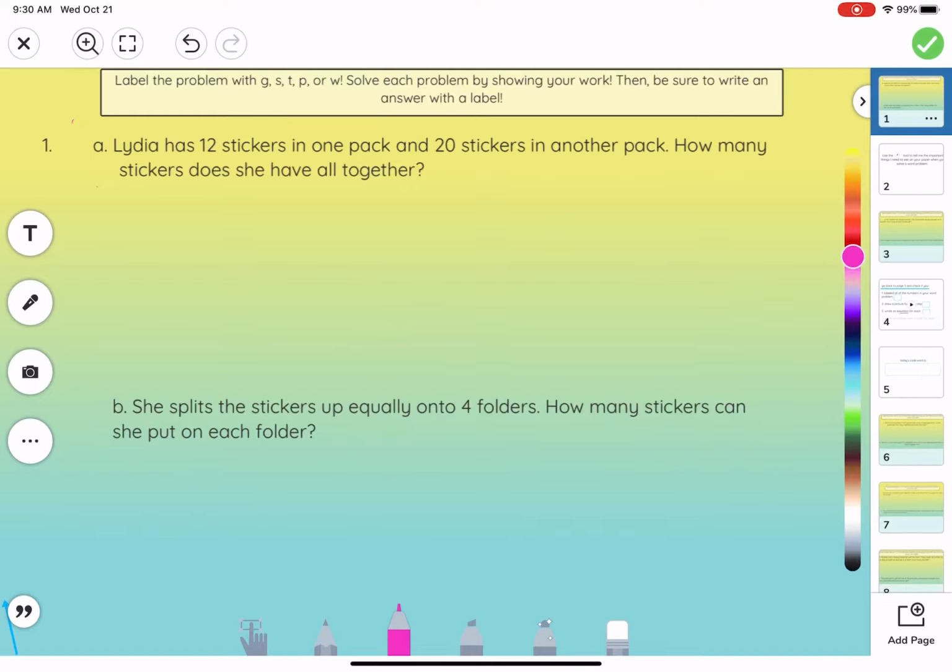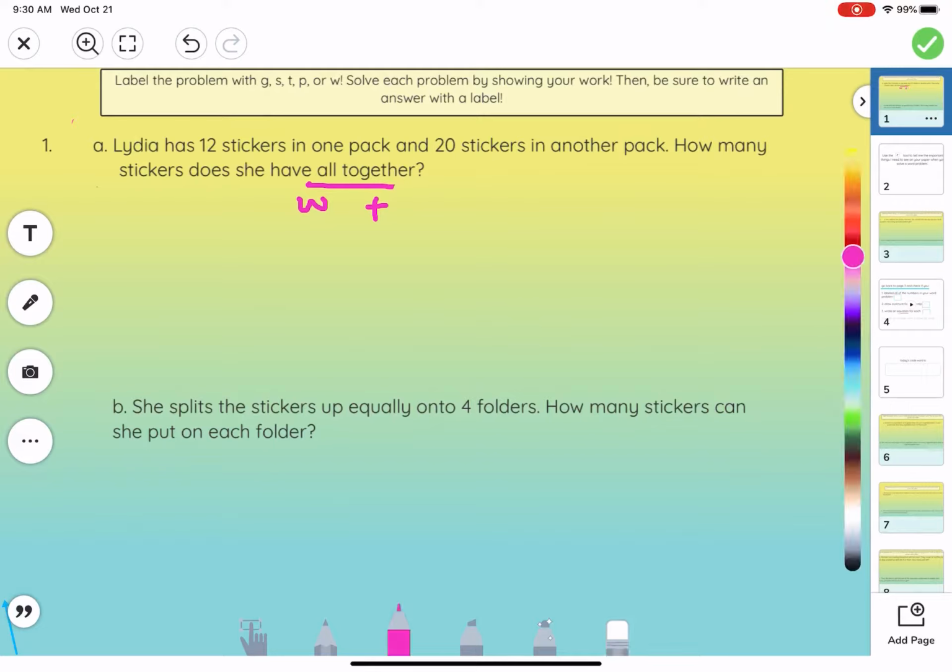Lydia has 12 stickers in one pack and 20 stickers in another pack. How many stickers does she have all together? I'm trying to figure out how many there are all together, which means I'm looking for a whole or a total.